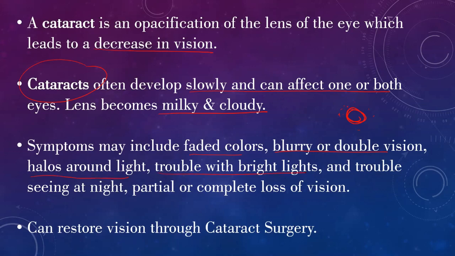Trouble with bright lights, you are not able to focus properly in bright light as well. Trouble seeing at night, cannot see objects in dim light as well. Partial or complete loss of vision. We can restore this vision through cataract surgery. Nowadays cataract surgery has become a very common thing. It's a normal 10-minute laser surgery wherein they change the lens totally, because that cloudy and milky lens cannot be restored back to its original condition. So they put in an artificial lens, and then your vision is restored.